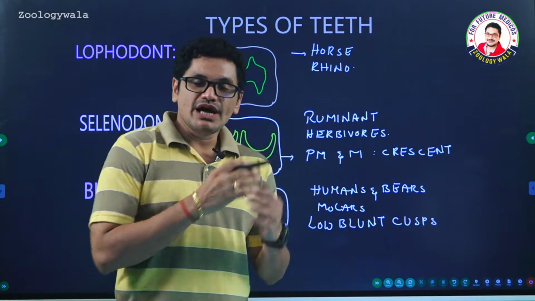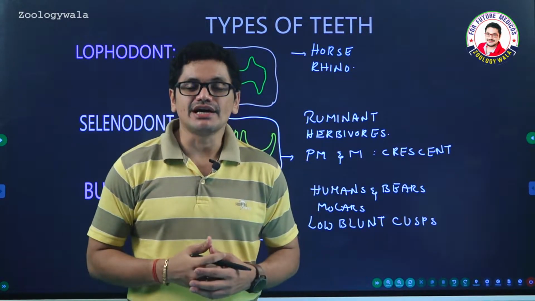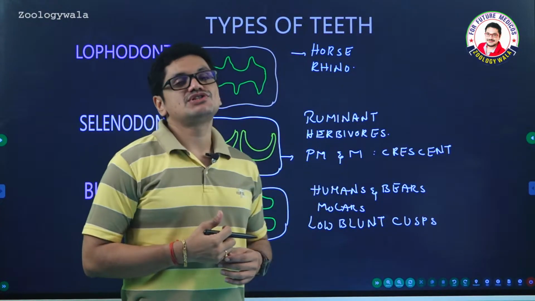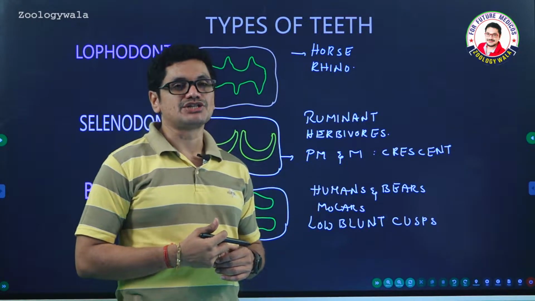In the last class we have seen the types of teeth in human beings, and now we will see the types of teeth in the animal kingdom. These are the important teeth which are generally asked in the examinations.